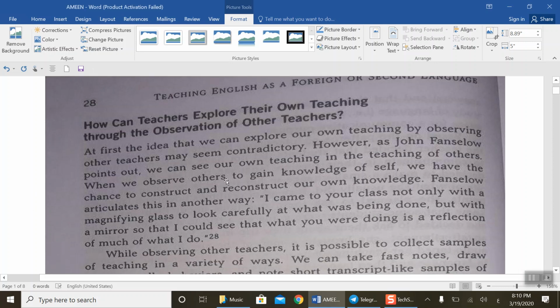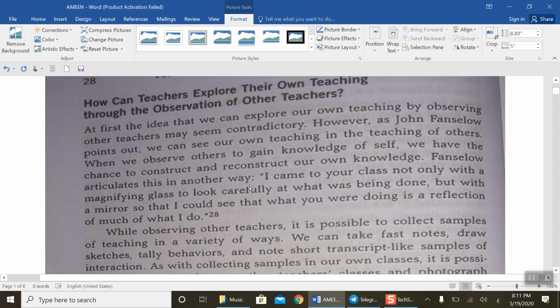Fanslow articulates this in another way. He puts it in another way. In which way? We will see. This is a quotation quoted here. This paragraph is quoted. Three lines are quoted.